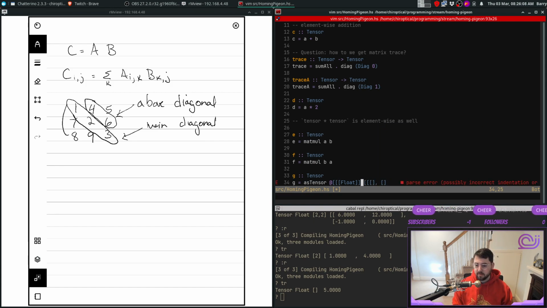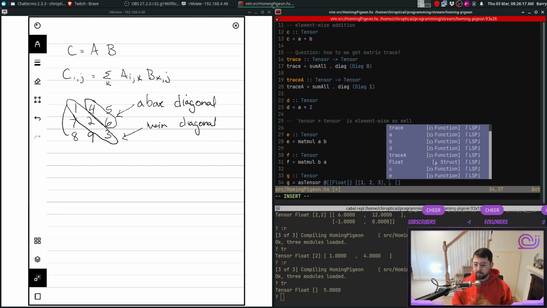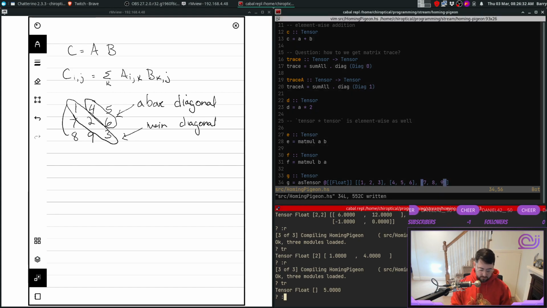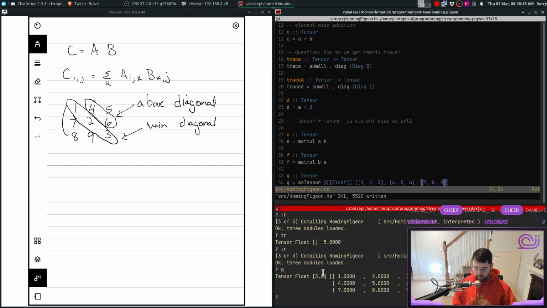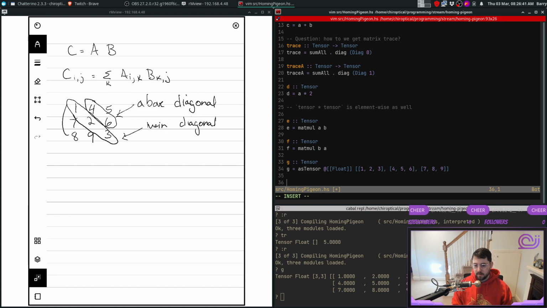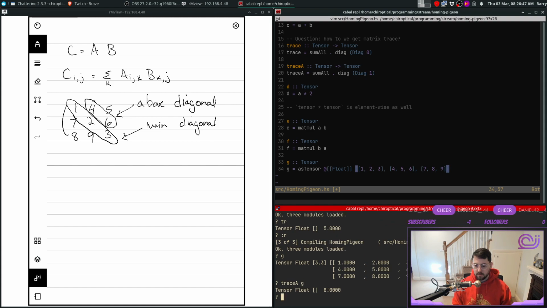Oh, actually, it's not even this. It's just a list of lists, so that's wrong in the first place. But we'll just do 1, 2, 3, 4, 5, 6, and 7, 8, 9, like so. And now if we reload this and look at G, it's that matrix. And so if we do the upper diagonal of G, so trace A G, we should get 8, because it's going to add 6 and 2.